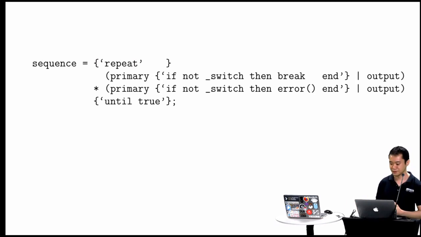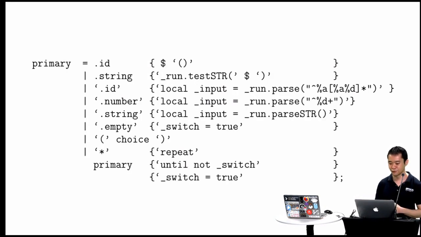I won't go through this in too much detail. Of course, if at some point it doesn't continue the sequence, we'll have to do a break. So there are some details handling the matching of the sequence. But let me move to primary, which is the more important definition. Here is where all the special keywords are handled.